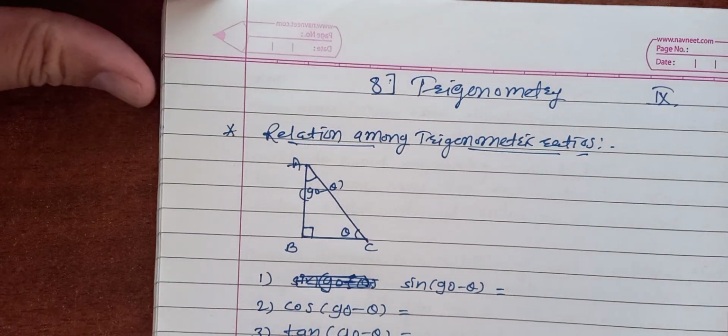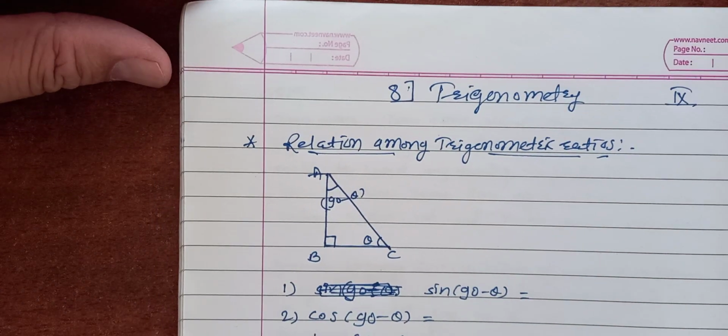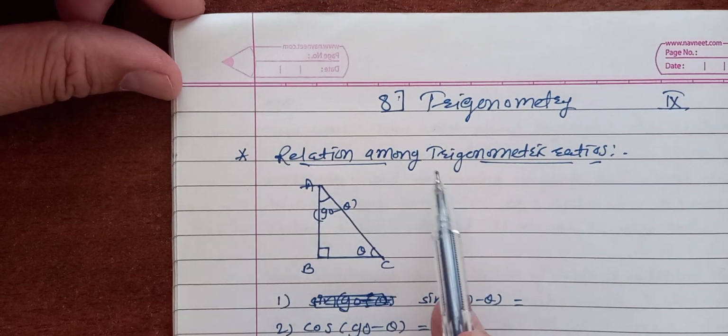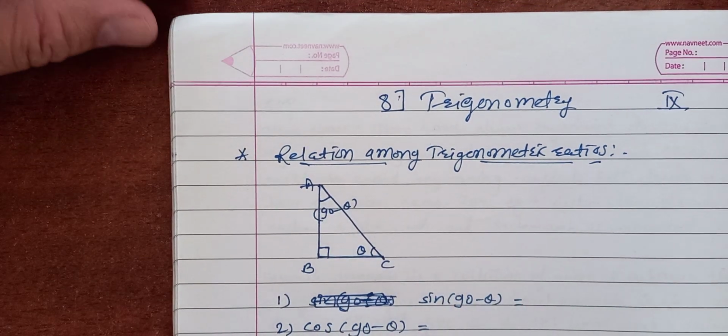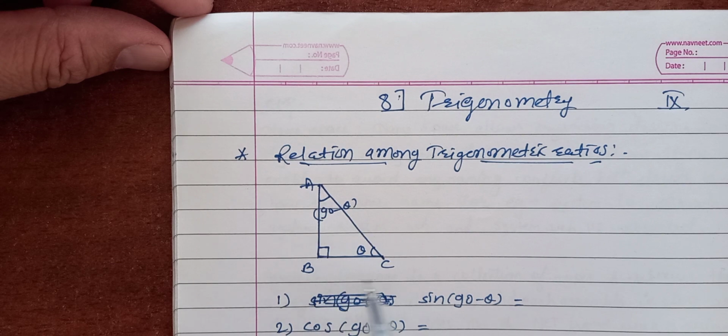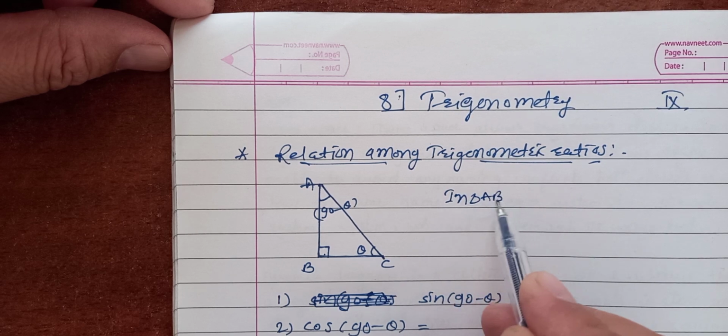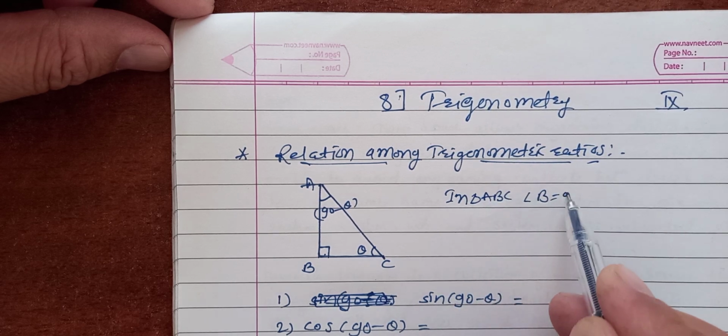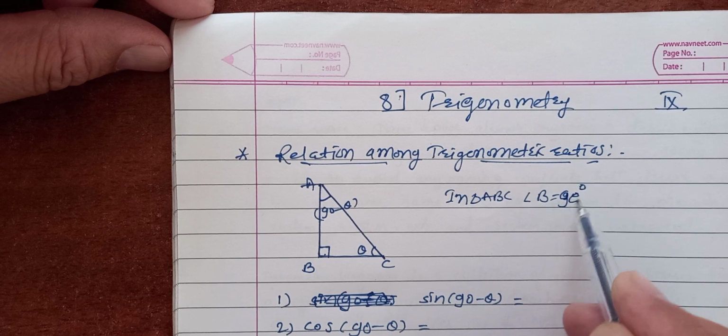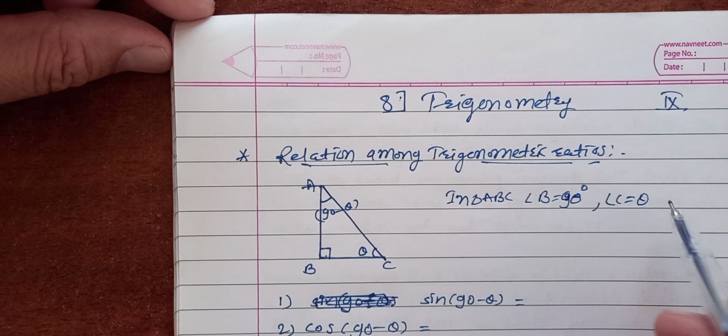Good morning, students. Today we'll see the next point, that is, relation among trigonometric ratios. Here we have taken this triangle ABC. This angle B is 90 degrees in triangle ABC. Angle B is 90 degrees. Okay. Angle C is theta.